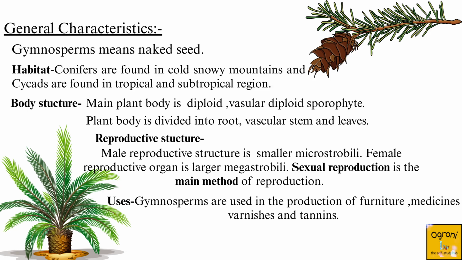Plant body is divided into root, woody stem, and leaves. Reproductive structures are microstrobili, which are smaller male cones, and megastrobili, which are bigger female cones. Sexual reproduction is the main method of reproduction. Gymnosperms are used in the production of furniture, medicines, varnishes, and tannins.